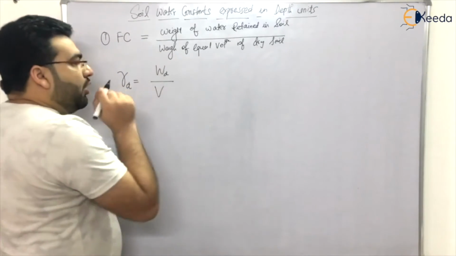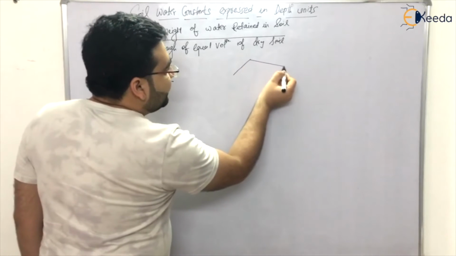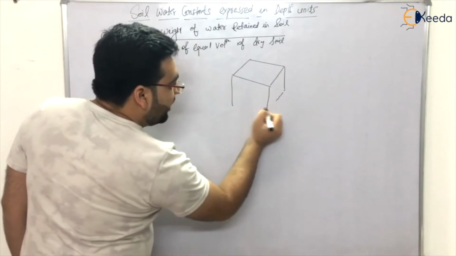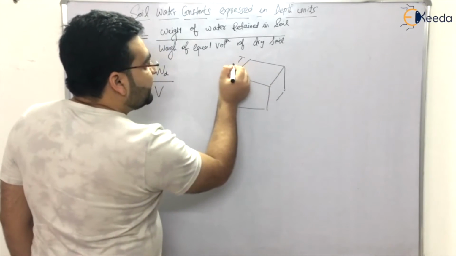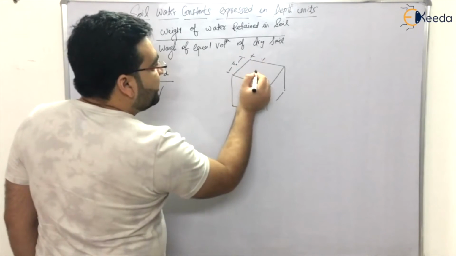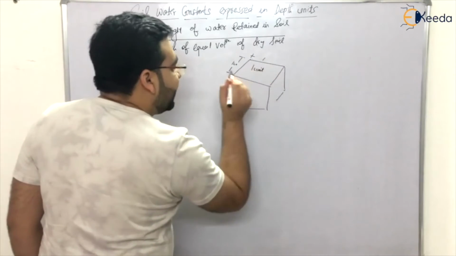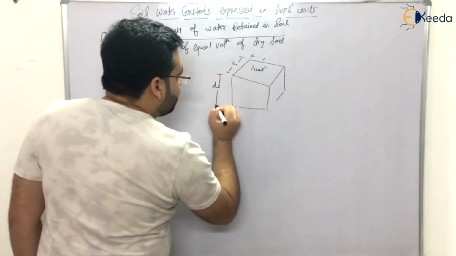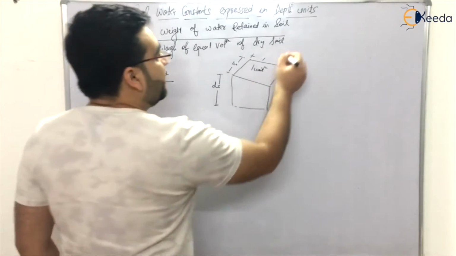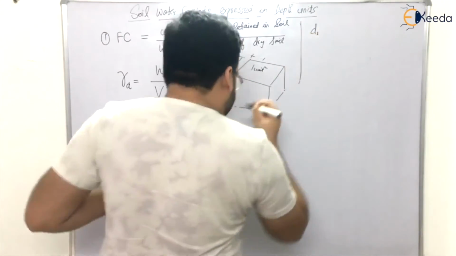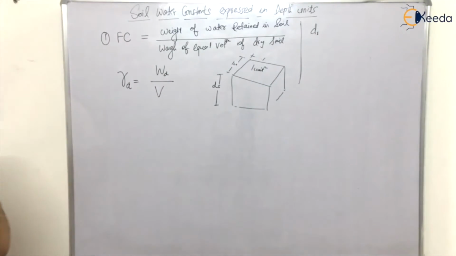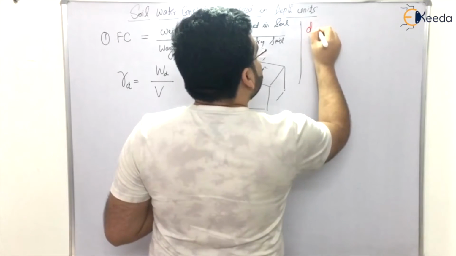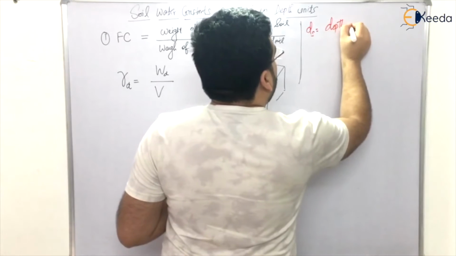Let us say that this is the soil sample, and the surface area is 1 unit by 1 unit width. That is, 1 unit square is the surface area, and the depth is, let us say, ds. So ds is the depth of the root zone. Let me use another marker to make you understand this very clearly.